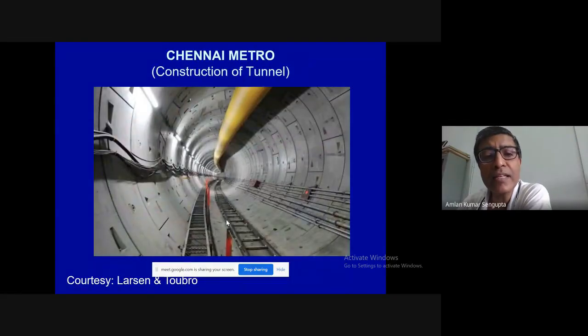The tunnel structure in Chennai, now we have this metro constructed. A long part of it is underground, and the construction of this tunnel using these tunnel liners, which are made up of precast concrete, was itself very challenging.